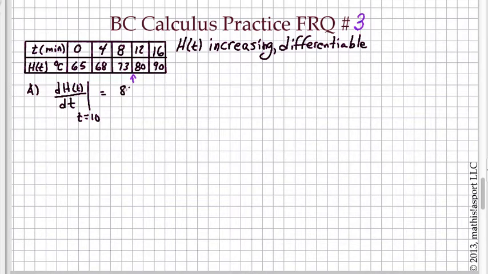So we'll write (80 minus 73) over (12 minus 8). We get a positive 7/4, and that's a rate of change of temperature, so the units must be degrees centigrade or degrees Celsius per minute.